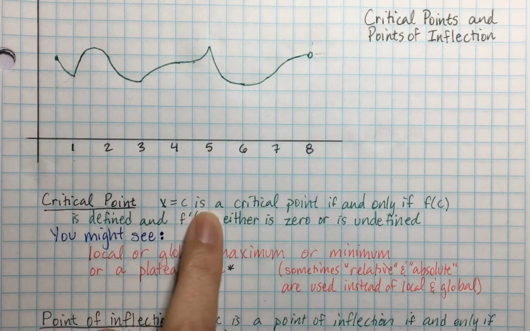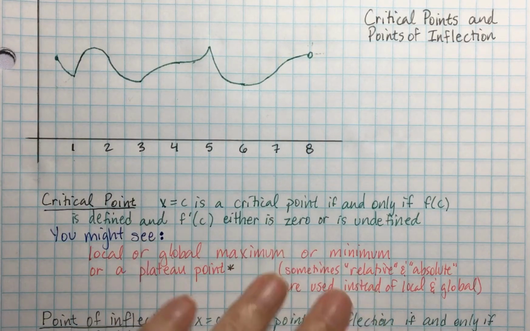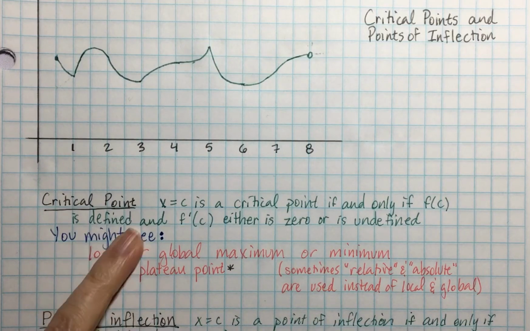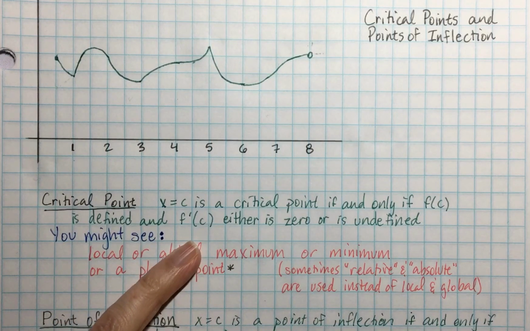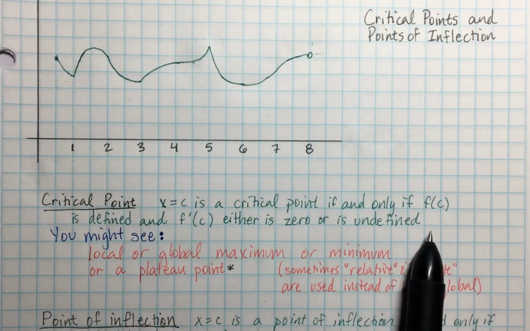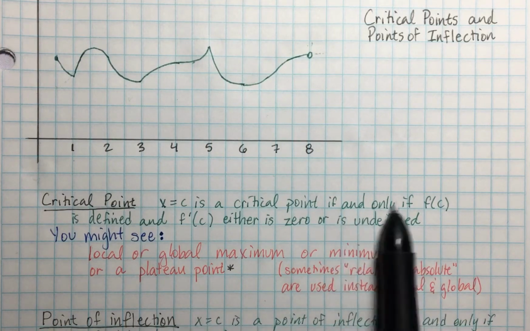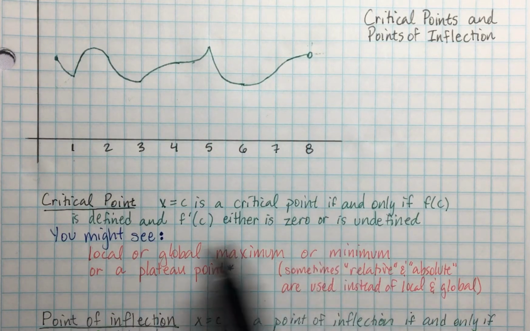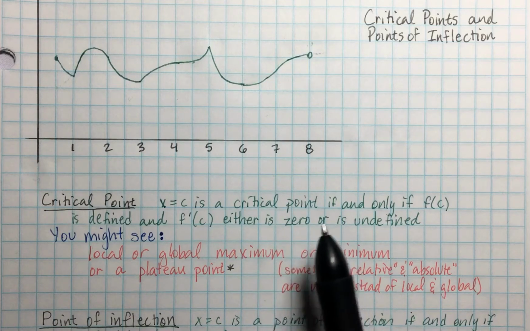So x equals c is a critical point if and only if f(c) is defined and f prime of c either is 0 or is undefined. This is the only thing that makes a critical point a critical point. And remember that if and only if phrase just means that, like your if-then statement, you can reverse that.